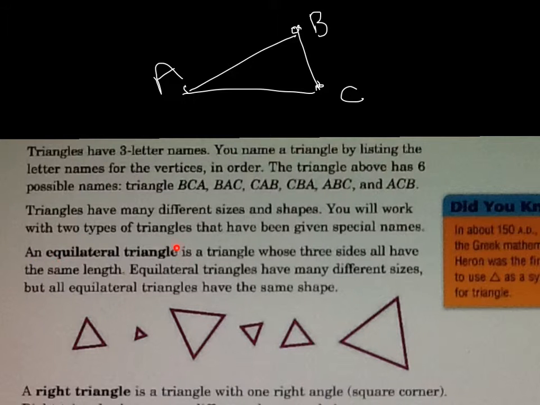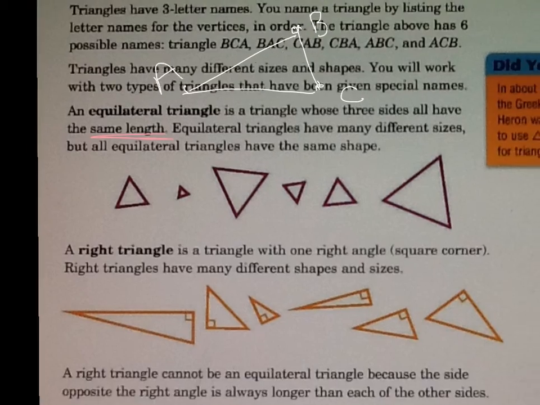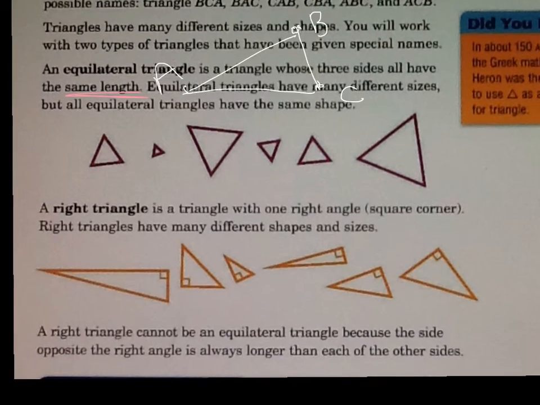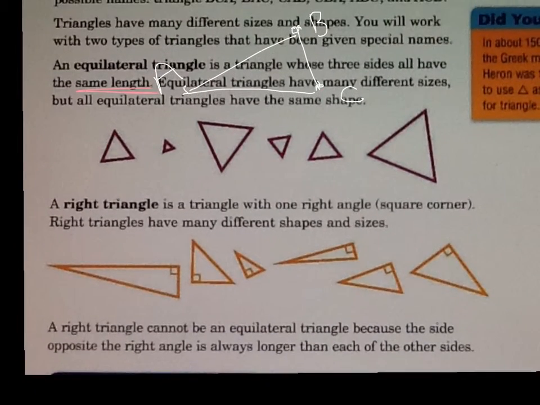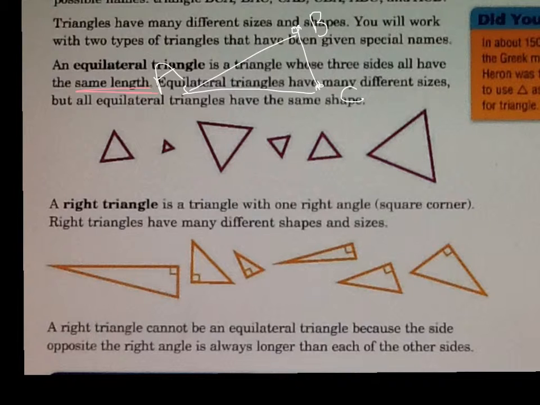The first is an equilateral triangle. This is a triangle whose 3 sides all have the same length. Equilateral triangles have many different sizes, but all equilateral triangles have the same shape. A right triangle is a triangle with 1 right angle or 1 square corner. Right triangles have many different shapes and sizes.